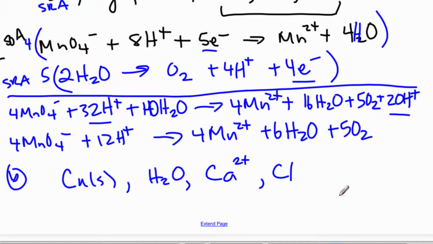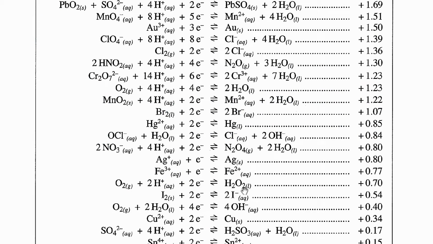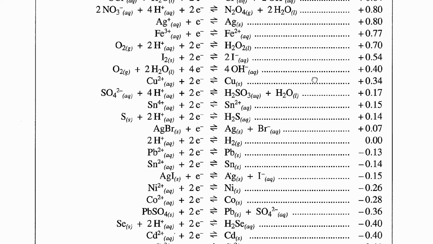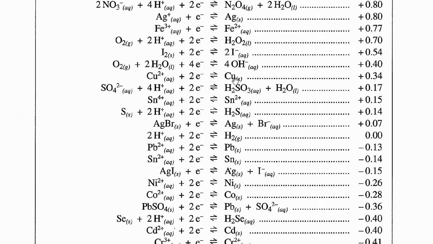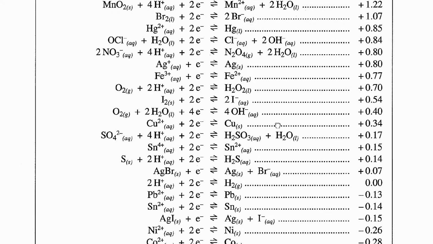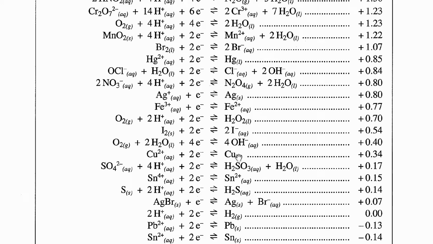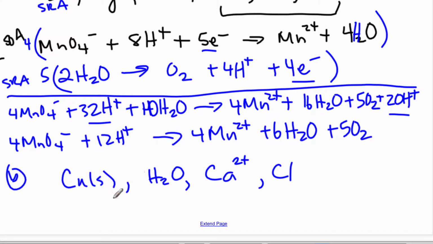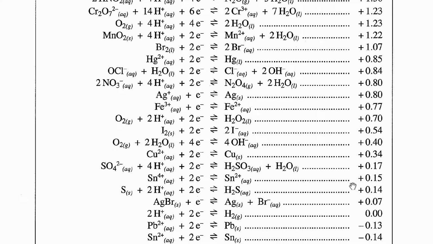Okay, again, I go to my chart and see who's my SOA, SRA. Copper. Where's my copper? Uh-oh. There's copper right there, and water is up there. So copper is my SRA. On the left side I've got calcium and chloride ions, and water. Okay, calcium's way down below.